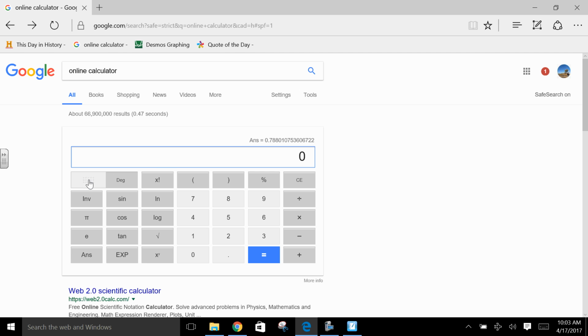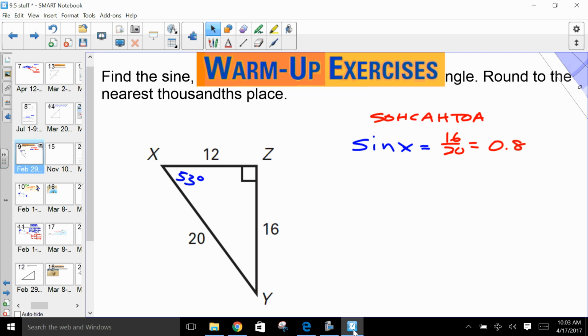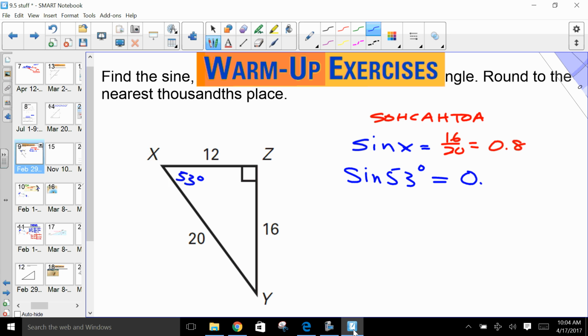Now, you guys ready? Notice what I got. When I did the sine of x, this angle, it was the opposite over the hypotenuse, and I got 0.8. On your calculator, go ahead and hit sine of 53 degrees. Instead of x, I'm actually going to replace x with the degrees. What do you get? Hit the sine button, then 53, then enter. What do you guys get? 0.7986, blah, blah, blah, right? Keeps going.